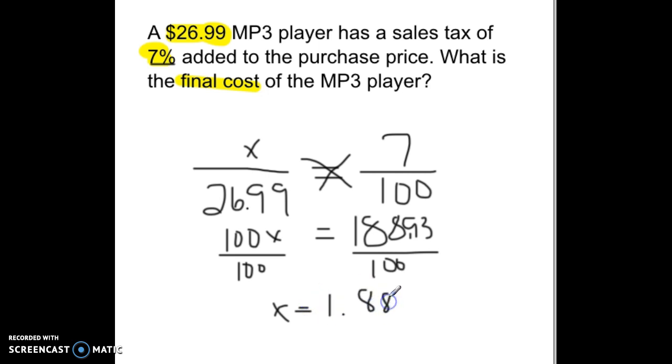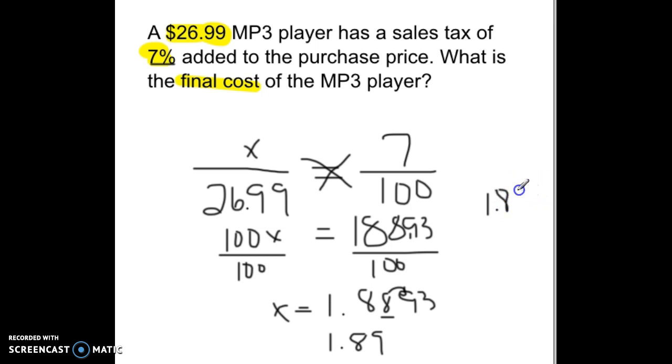1.8893. Now remember, we're dealing with money here. You can't pay a ten-thousandth of a dollar. They're going to round this, and when they do, it's going to become 1.89, because if we look at this spot right here and check its neighbor to the right, that will make it round up to 1.89. So we add the 1.89 to the 26.99 to get our final cost.